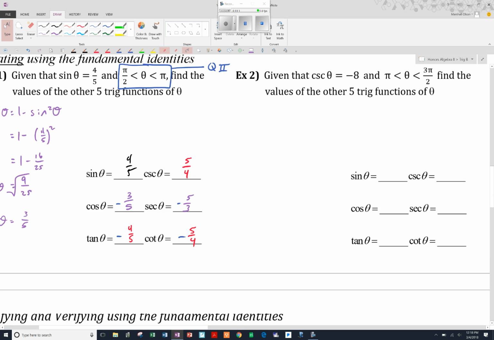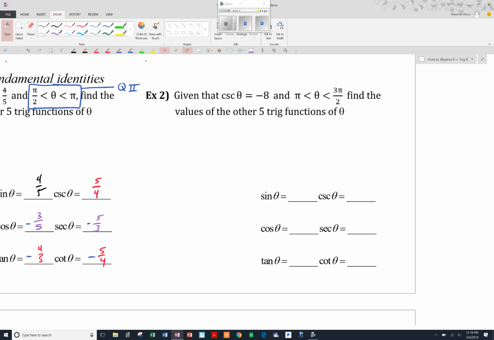All right, let's do this next one with cosecant being -8. So let's put that down here as a given value right away. Cosecant is -8, which would make sine -1/8. We are in quadrant 3, which means that both sine and cosine are negative, and tangent and cotangent will be positive.